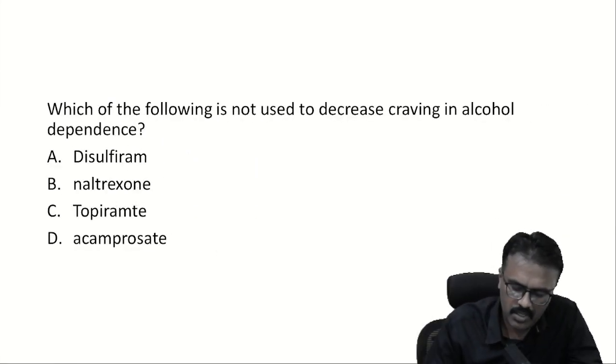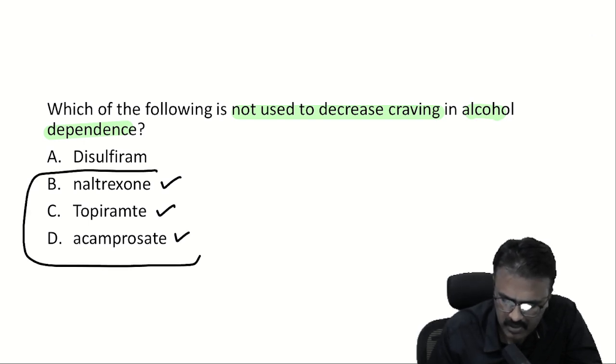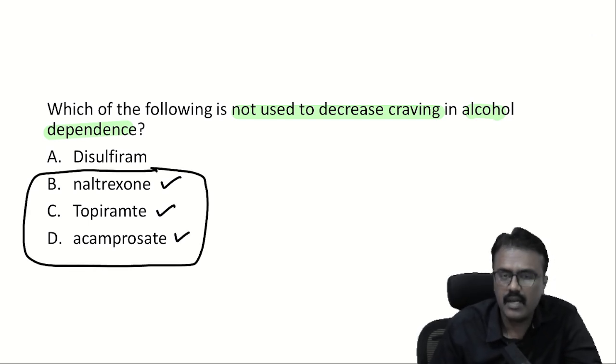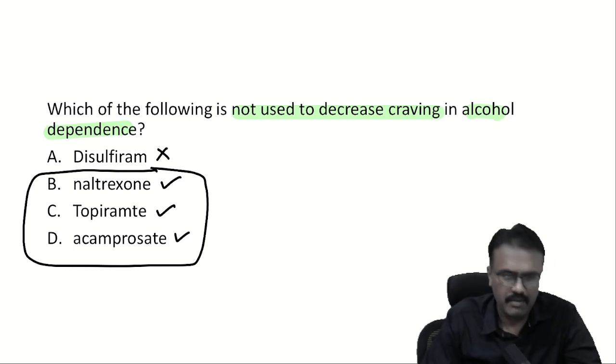Coming to the next question, which of the following is not used to decrease craving in alcohol dependence? Now, naltrexone, topiramate, acamprosate, all these 3 drugs are known to decrease craving in alcohol. The one which doesn't decrease craving is disulfiram.